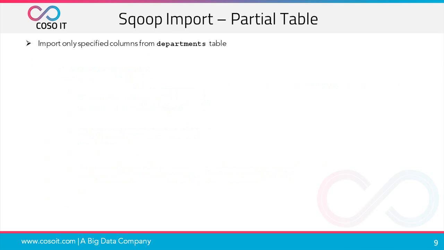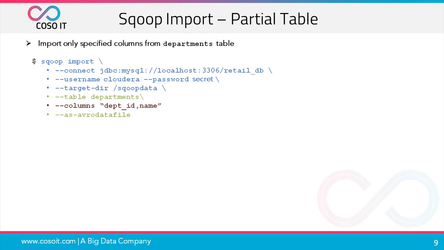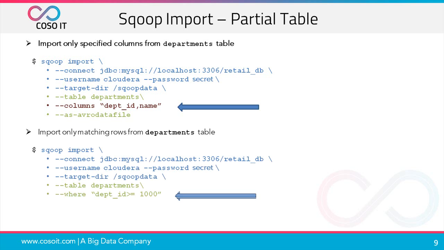There are some more variations of the Sqoop import command. Like if you want to import only specific columns from the department table, or you want to import only matching rows from the department table. So if you want to import only specified columns from the department table, you'll be using the --columns parameter. Here you specify the names of the columns. Then for importing only matching rows from the departments table, you will specify the --where parameter and specify the condition.